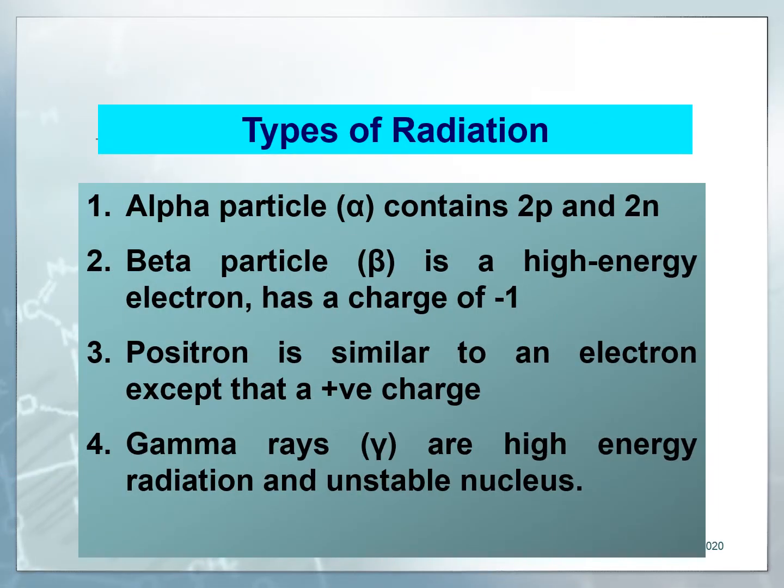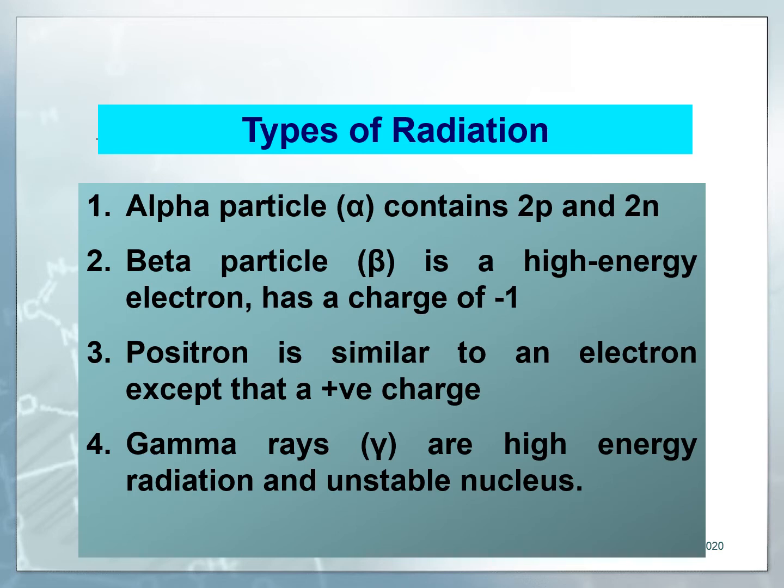Next, we move to the types of radiation. The release of radiation of any type produces a more stable, lower energy nucleus. One type of radiation consists of alpha particles. An alpha particle contains 2 protons and 2 neutrons, which gives a mass number of 4 and an atomic number of 2. Because it has 2 protons, alpha has a +2 charge. We also call it a helium nucleus.